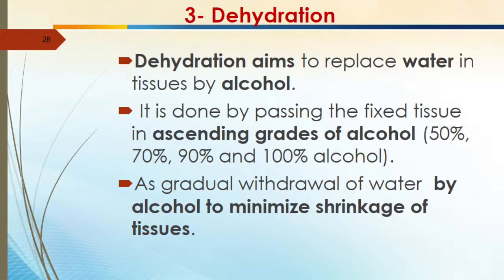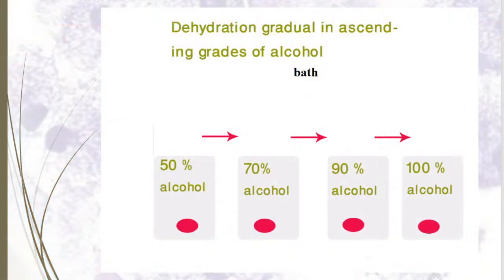Next, dehydration. Replace water in the tissue by alcohol. It's done by passing the fixed tissue through ascending grades of alcohol: 50 degrees, 70, 90, 100, gradually withdrawing the water by alcohol to minimize shrinkage of the tissue. For example, gradual dehydration is an ascending series of alcohol baths: 50, 70, 90, 100.